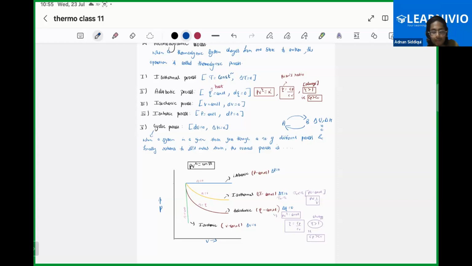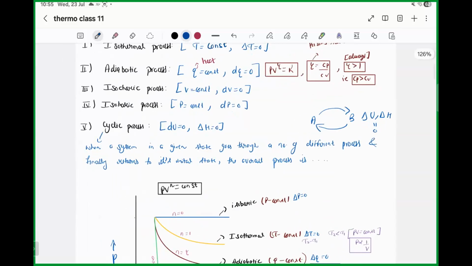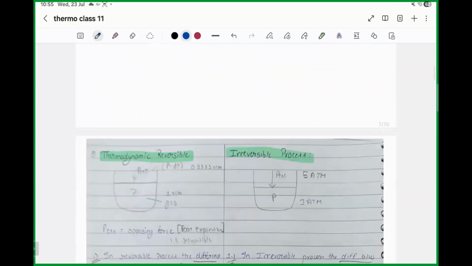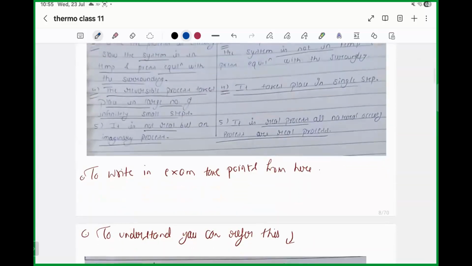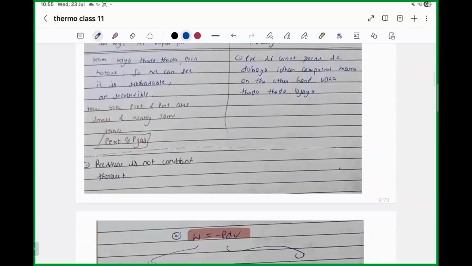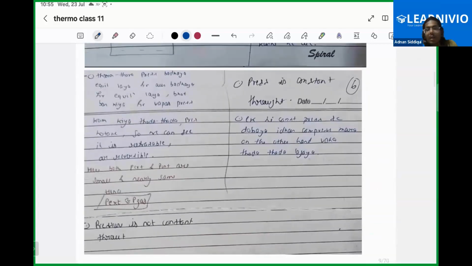So let me help you with this. But I'm going to like macro properties like pressure and volume. So it's straight lines. Let me search for a better example so that you can understand better. Just give me a few seconds.